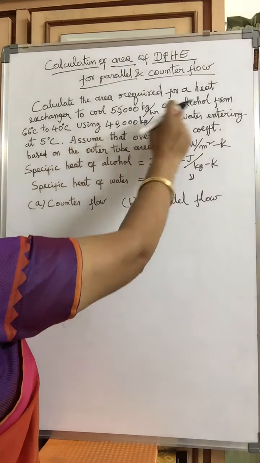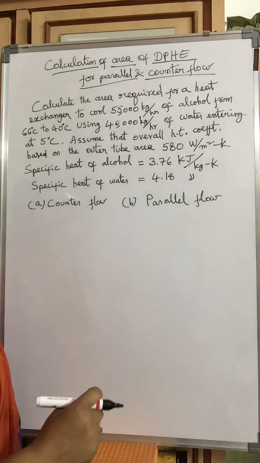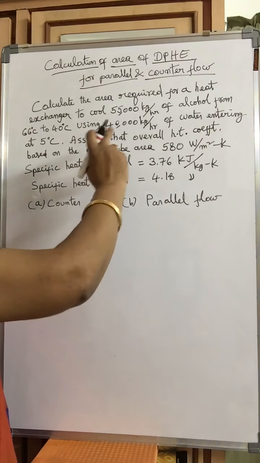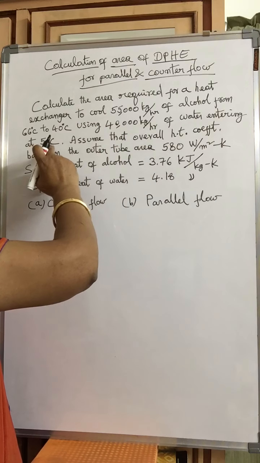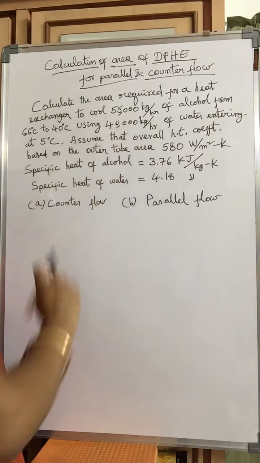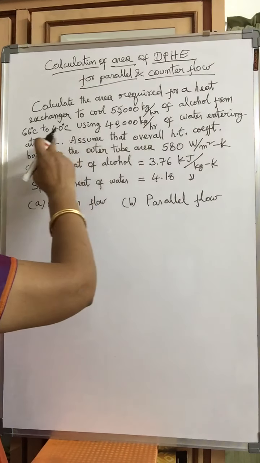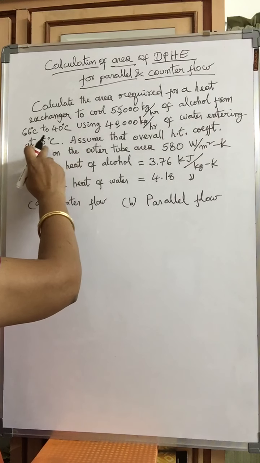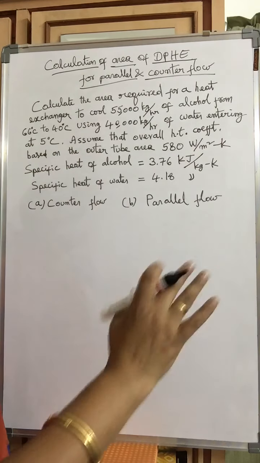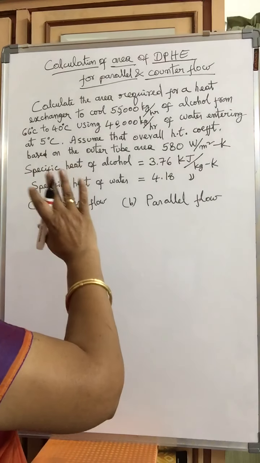Using 40,000 kg per hour of water entering at 5 degrees centigrade. So here the cold fluid is water, entering at 5 degrees centigrade, and its mass flow rate is 40,000 kg per hour. So two fluids are mentioned: hot fluid, alcohol; cold fluid, water. But if you observe carefully, only the water entering temperature is given, the water leaving temperature is not given. Only three temperatures are there.